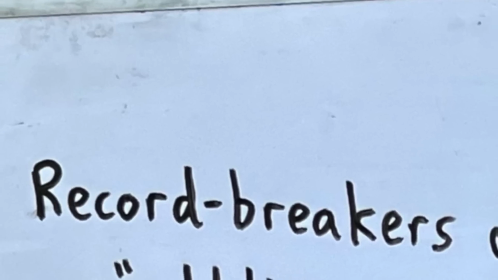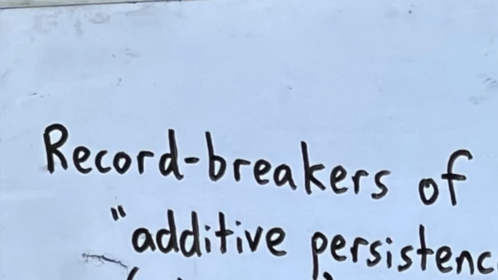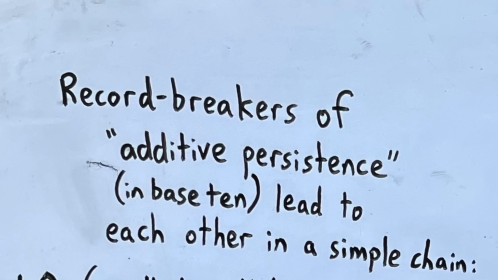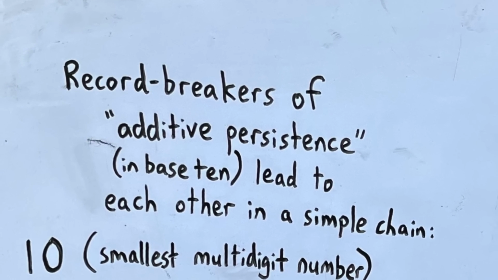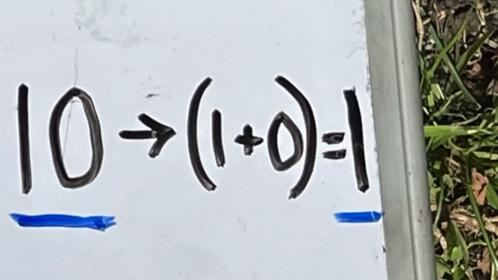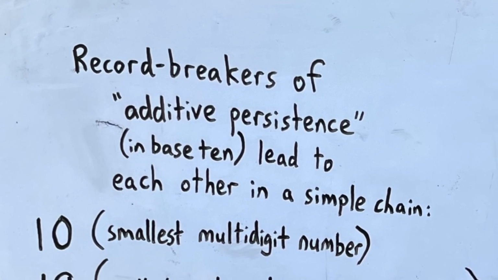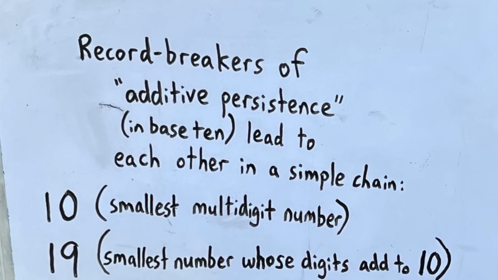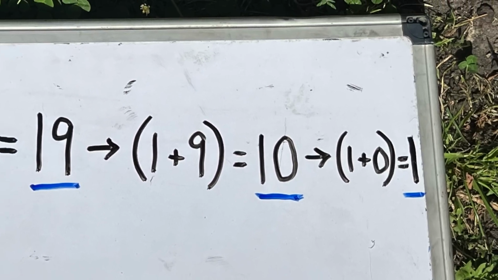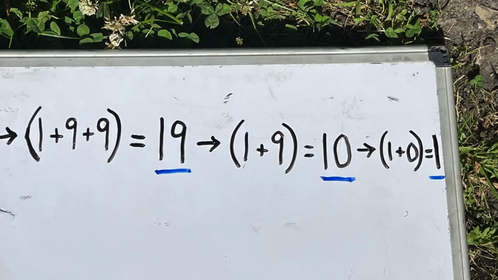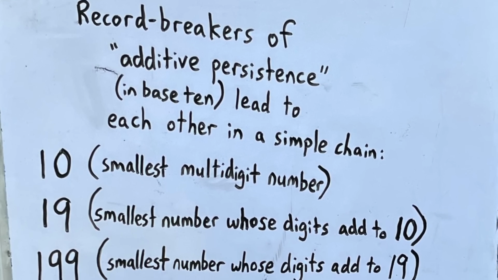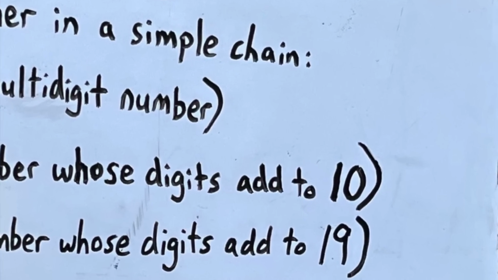Now, if we look at the record breakers, meaning the smallest numbers to have new larger levels of additive persistence, we'll notice a pattern. The smallest number with additive persistence 1 is the number 10, the smallest multi-digit number. The smallest number with additive persistence 2 is the number 19, which is the smallest number whose digits add up to a multi-digit number. And we can sort of backtrack, where the smallest number with additive persistence 3 is 199, which is the smallest number whose digits add up to 19, the previous record breaker.